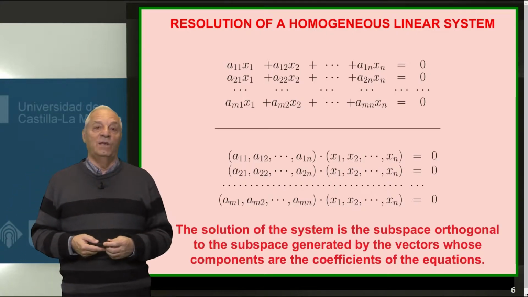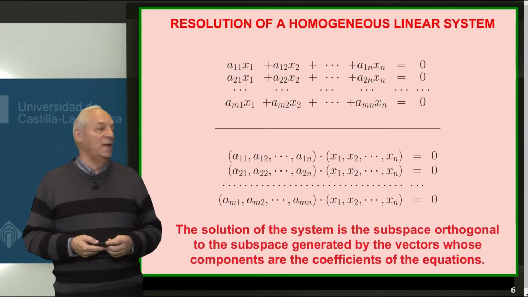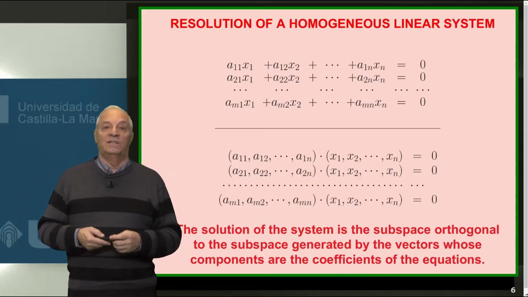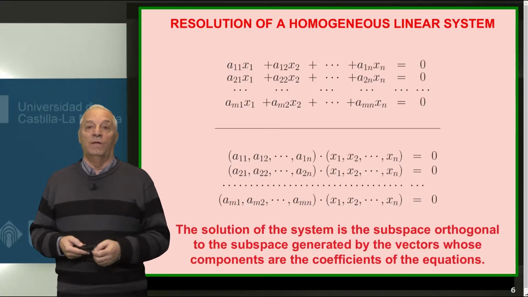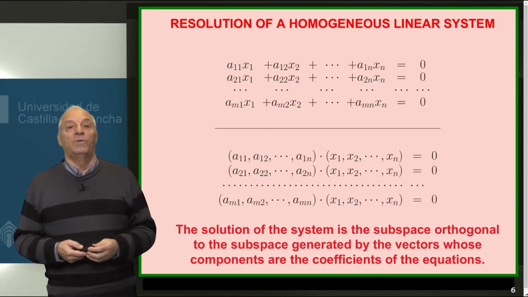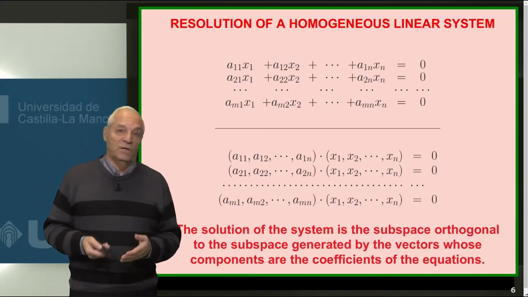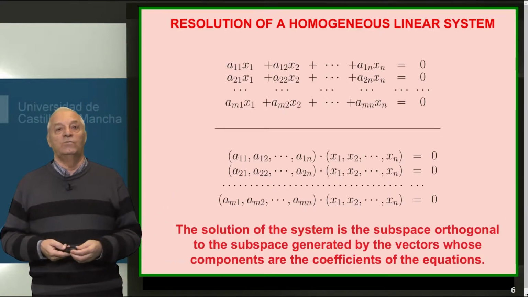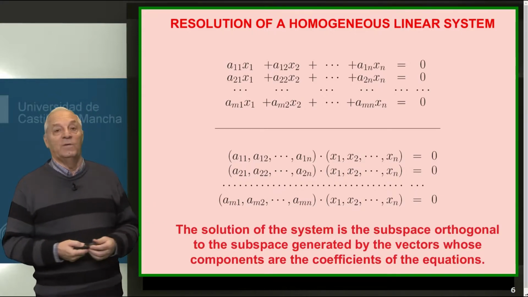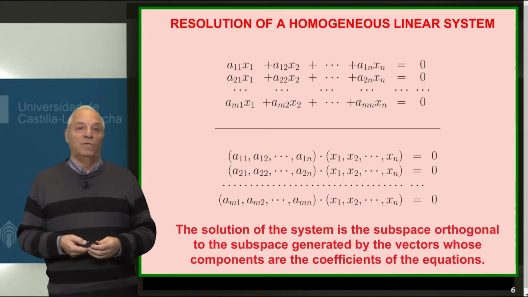There we have written a vector a1 1, a1 2, a1 n, multiplied scalarly by another vector, x1, x2, xn, the vector of the unknowns, and that scalar product is equal to 0. As you know, if the basis is orthonormal, the scalar product of those two vectors would be a1 1 times x1, plus a1 2 times x2, plus dots, plus a1 n times xn, which is precisely the first equation above.